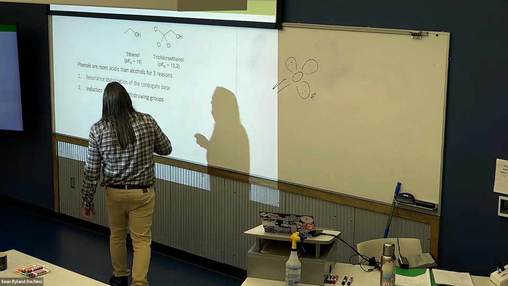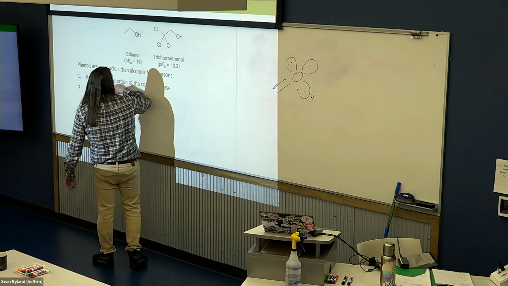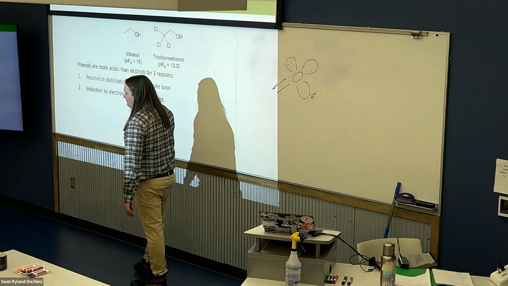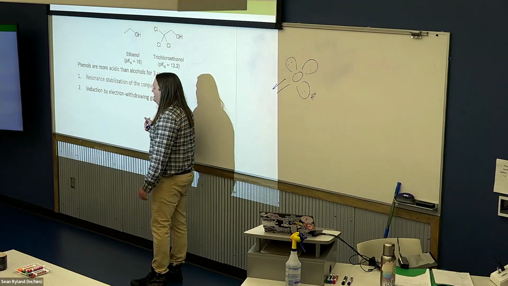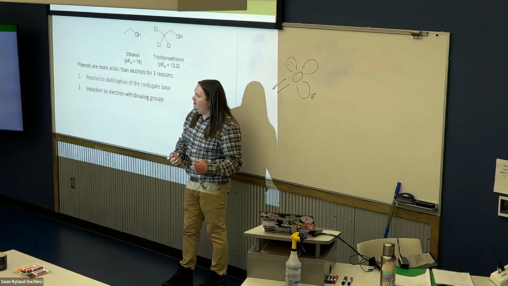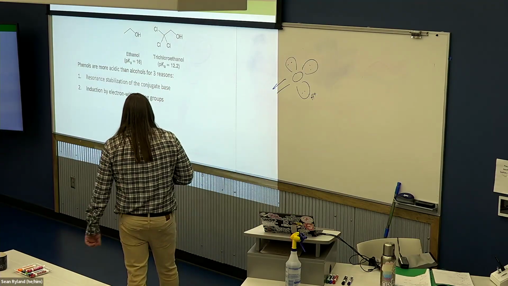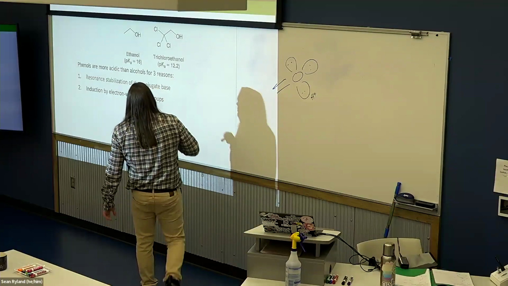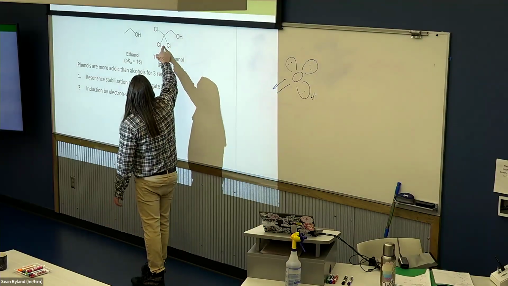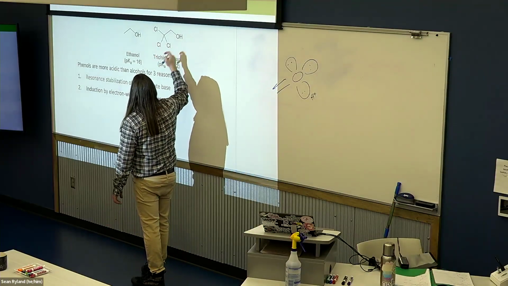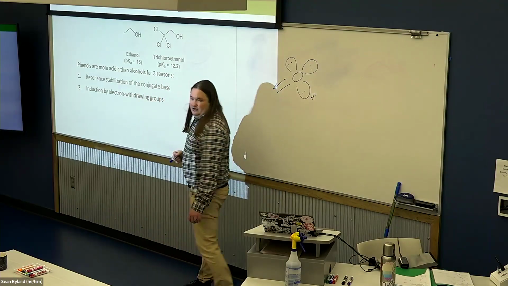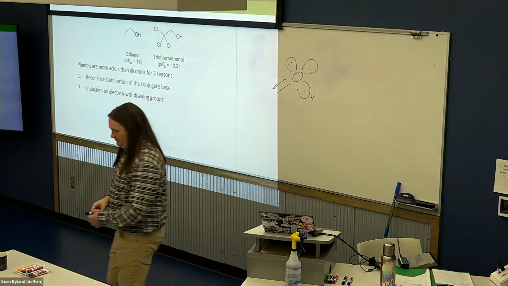And so we call that induction. When you just stick something electronegative and it's not resonance, it's just basically pulling through the sigma bonds, we call that induction. So the more electron withdrawing groups you have nearby, the more acidic your alcohol is going to be.